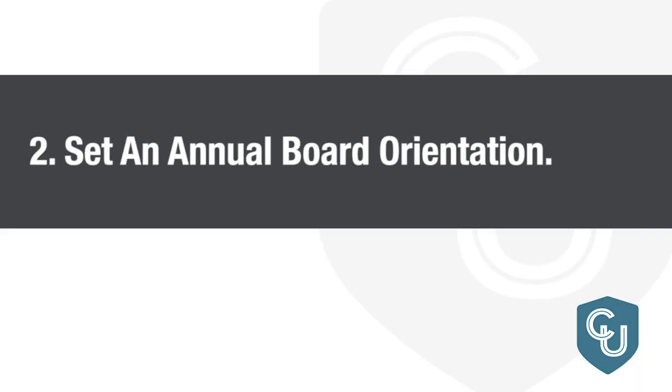Second, you want to set an annual board orientation. So first, you've done the initial orientation. Now you're going to set an annual board orientation. Block time on the church calendar every year for this. Put money aside in the budget to do this. And when you get away with the board, this is what's going to happen.